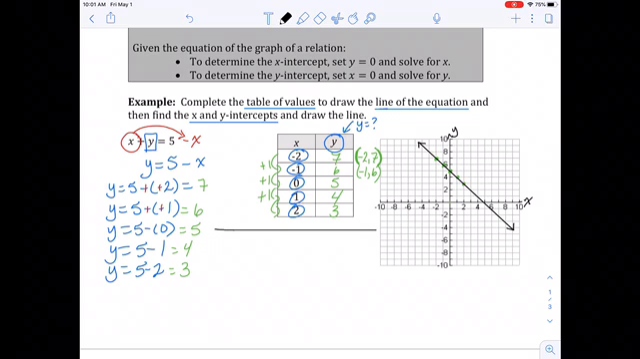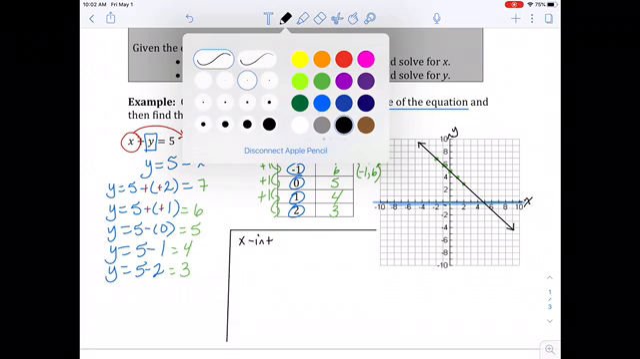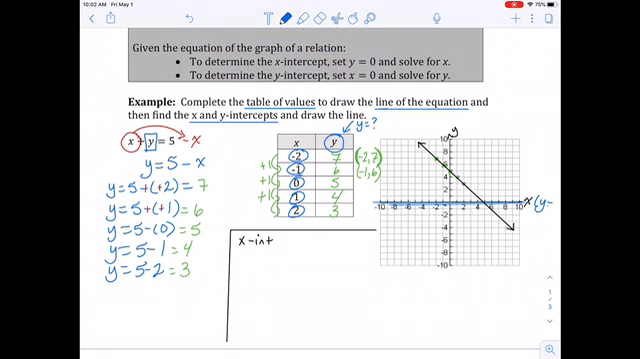If I want to find the x-intercept, I know that on my x-axis, no matter where I am on this x-axis as I travel along, my y value is 0. Okay, my y value is 0. And I'm going to write that here. We're going to learn later on that that's actually the equation of the x-axis: y equals 0.